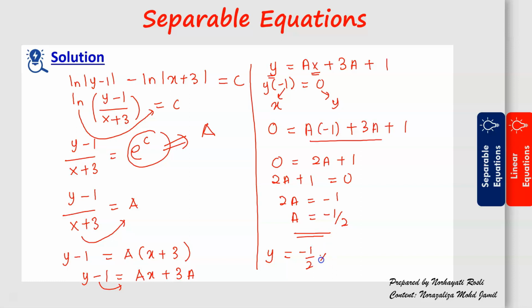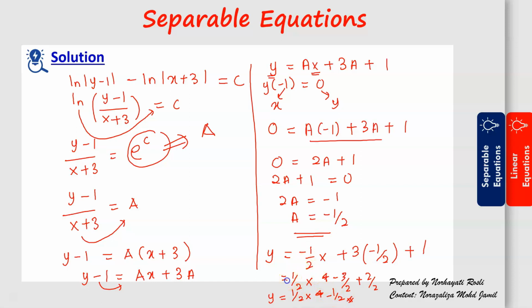negative 1 over 2 times (x plus 3) plus 1. In this case, you can solve this part. We have equal to negative 1 over 2 x, minus 3 over 2. Then make the denominators equal, so it is plus 2 over 2. So our final solution y equal to 1 over 2x plus, minus 1 over 2. So this is our final solution.